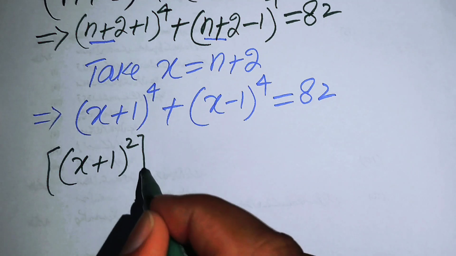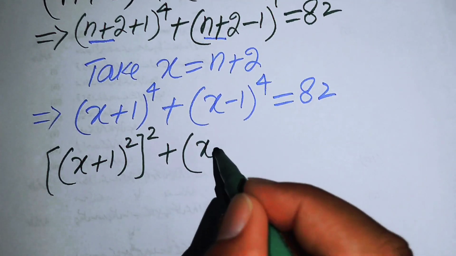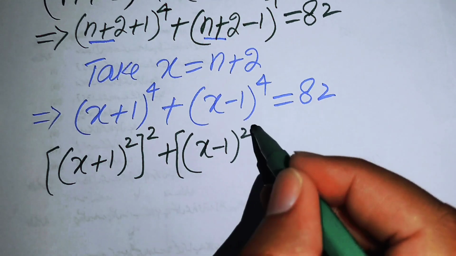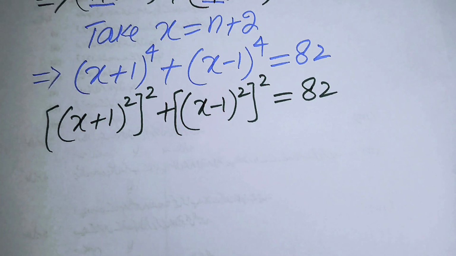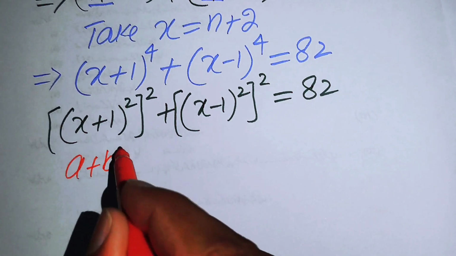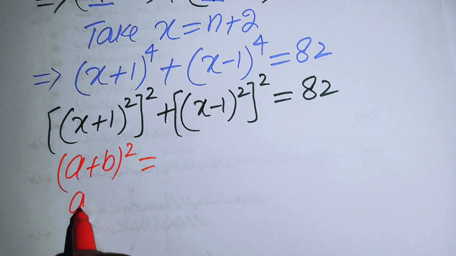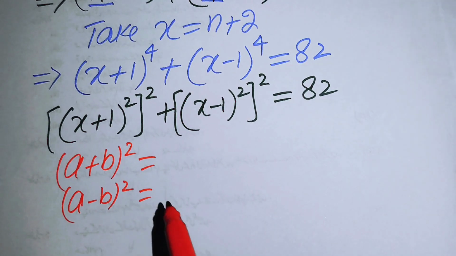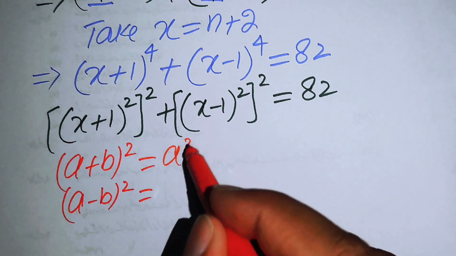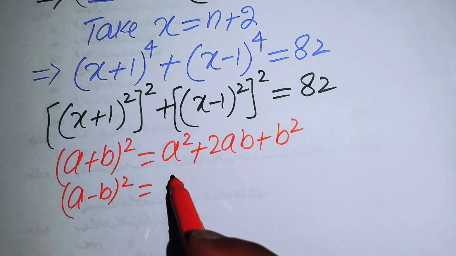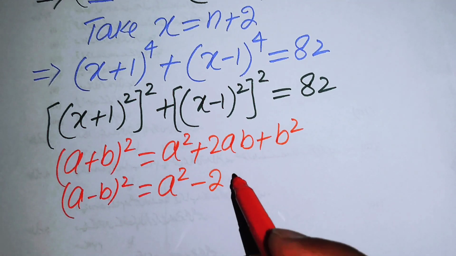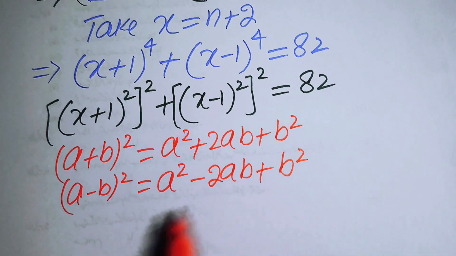After this step we rewrite this equation as ((x + 1)^2)^2 + ((x - 1)^2)^2 = 82. Now we apply the two nice formulas, (a + b)^2 and (a - b)^2. You know that (a + b)^2 = a^2 + 2ab + b^2, and (a - b)^2 = a^2 - 2ab + b^2.